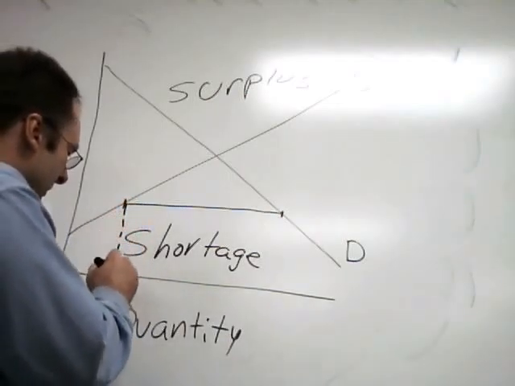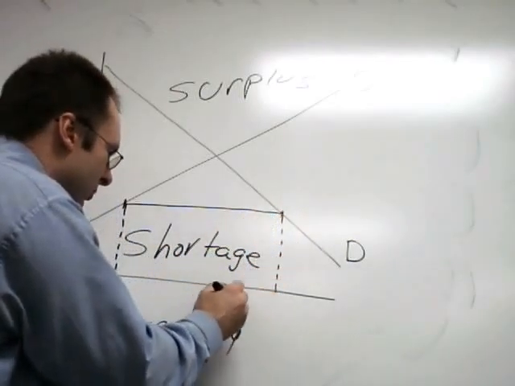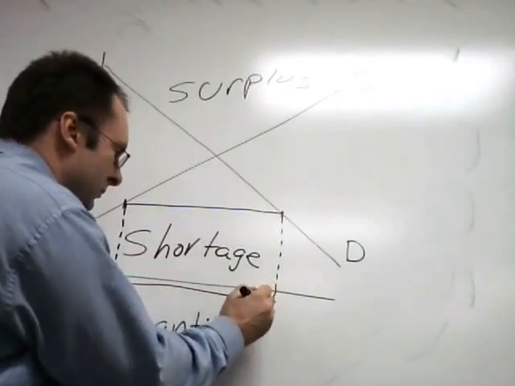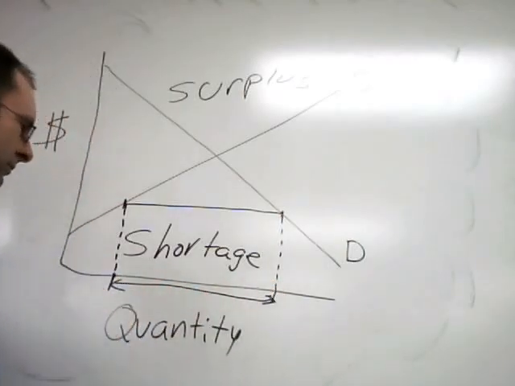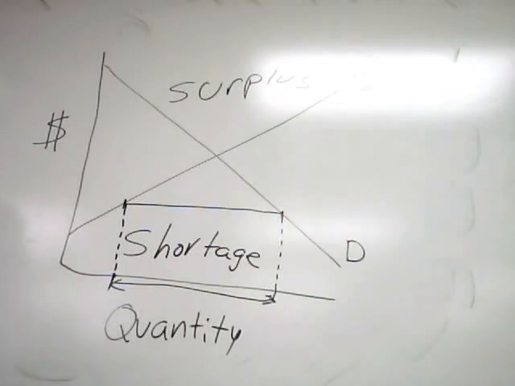So we can come straight down here and read that distance from the quantity axis. So it's this distance right here. So you subtract that point from that point, whatever they happen to be on the quantity axis, and it tells you how much of a shortage or how much of a surplus you have at that particular price.